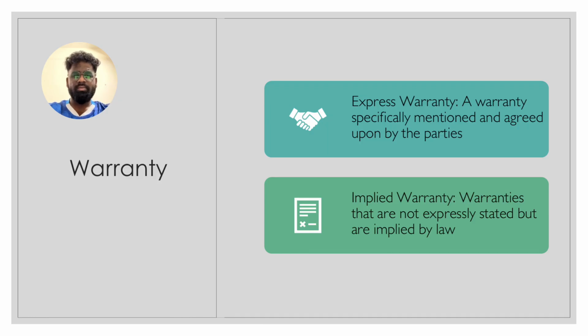Warranty. A warranty is a minor or secondary term of a contract. Express warranty. A warranty that is specifically mentioned and agreed upon in the contract. The second one is an implied warranty. Warranties that are assumed by law even if not explicitly written. For example, the buyer will enjoy quiet possession of the goods.